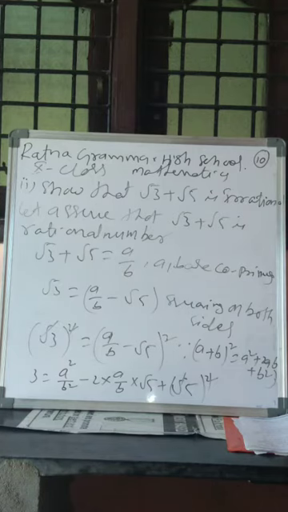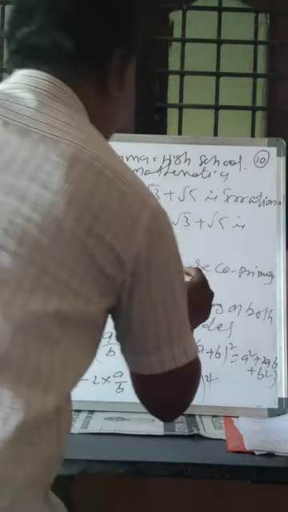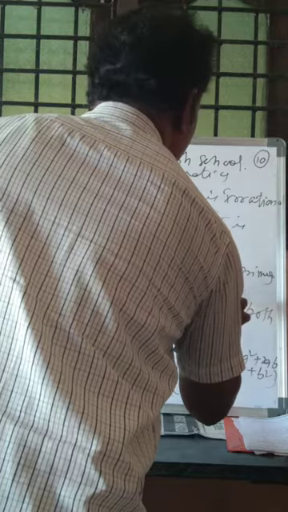So let us assume that root 3 plus root 5 is a rational number. So root 3 plus root 5 is equal to a by b, where a, b are integers and they are co-primes, and b is not equal to 0.